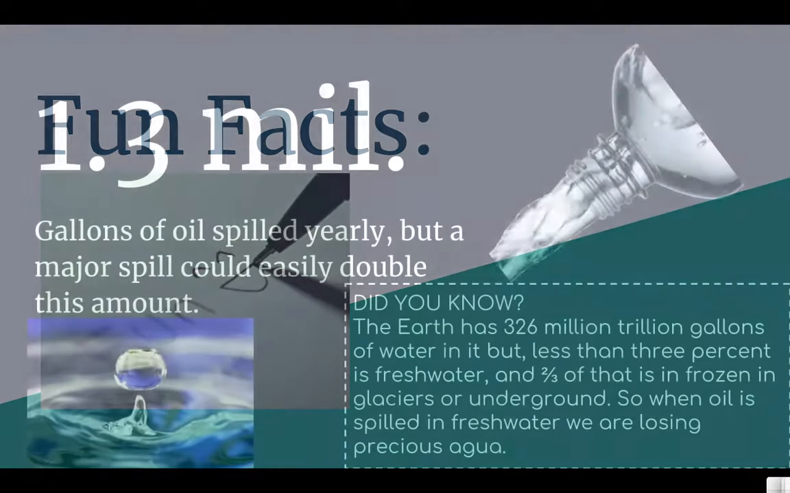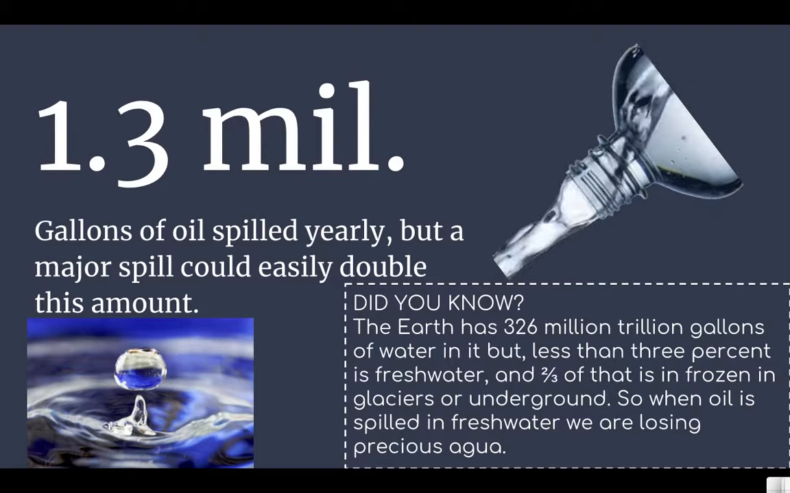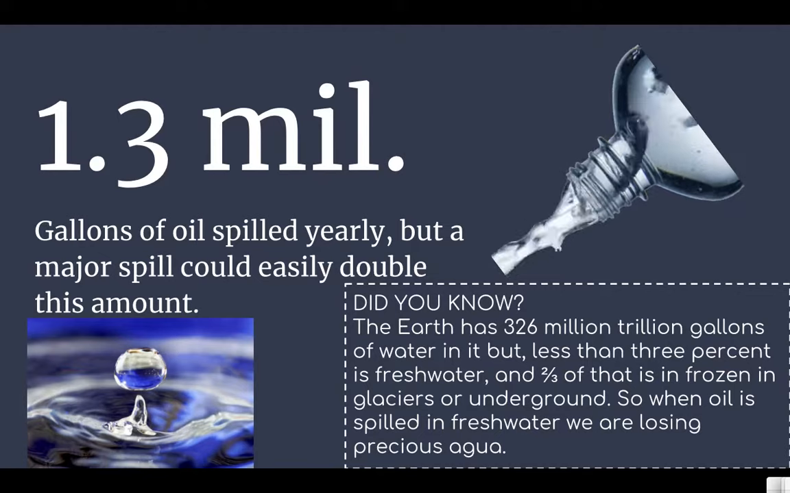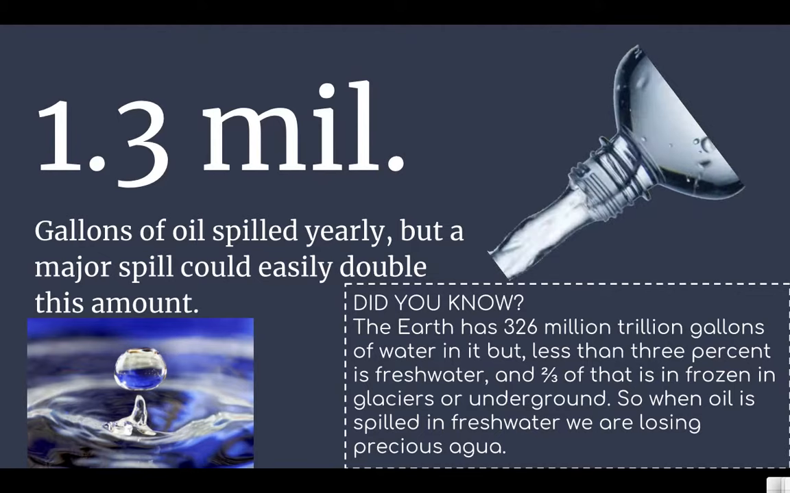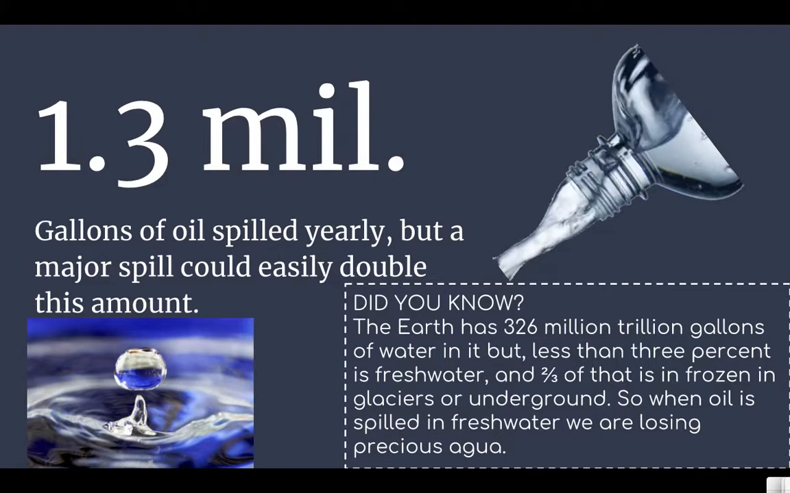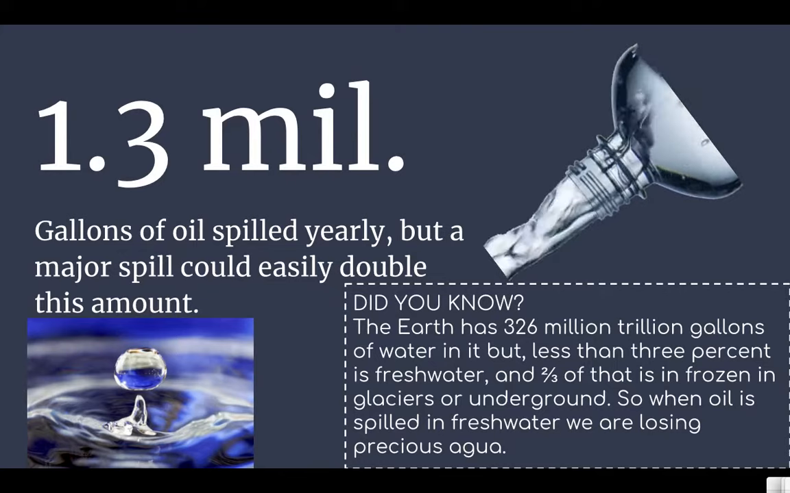Fun facts. 1.3 million gallons of oil spilled yearly, and a major spill could easily double this amount. Did you know the Earth has 326 million trillion gallons of water in it, but less than 3% is fresh water, and 2/3 of that is frozen in glaciers or underground. So, when oil is spilled in fresh water, we are losing precious agua.